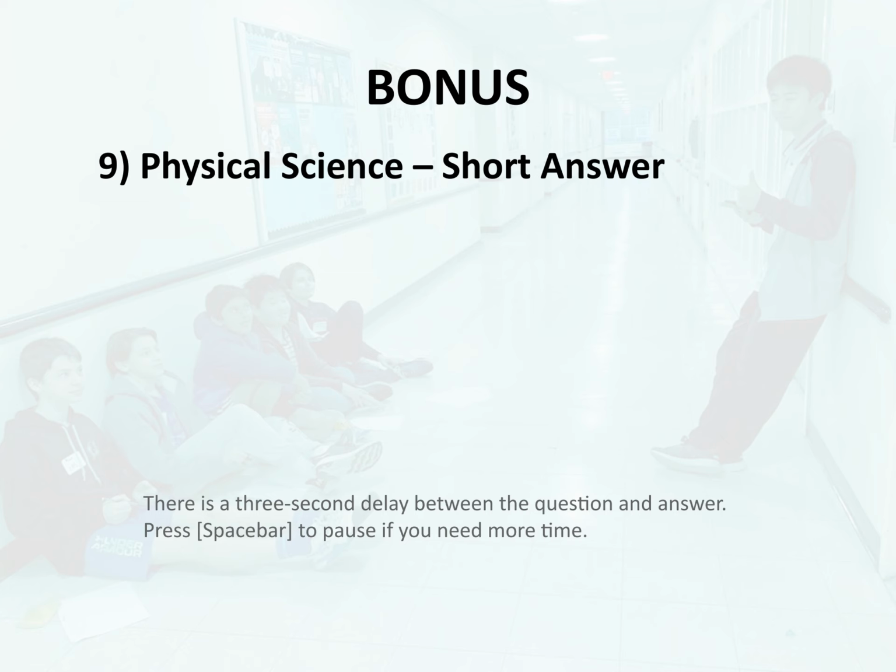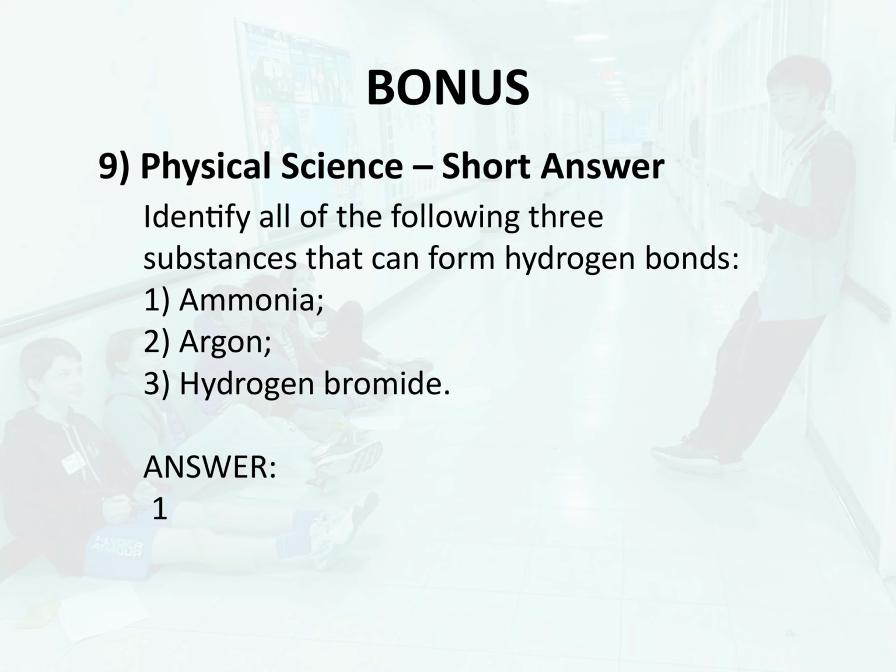Bonus 9. Physical science, short answer. Identify all of the following 3 substances that can form hydrogen bonds. 1. Ammonia, 2. Argon, 3. Hydrogen bromide. Answer, 1.